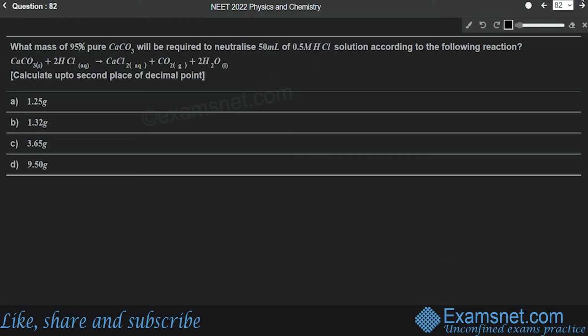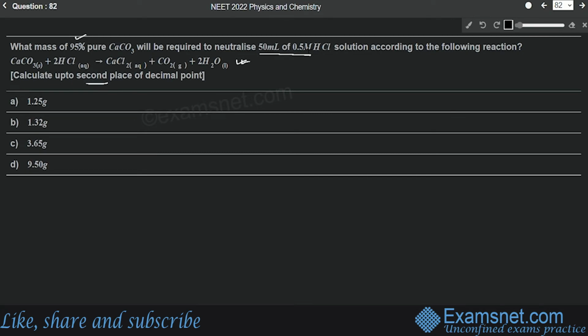Question number 82 is from some basic concepts of chemistry and more specifically mole concept. Okay. The question is, what mass of 95% pure calcium carbonate will be required to neutralize 50 ml of 0.5 molar HCl solution according to the following reaction. So this is the given reaction and we have to calculate up to second place of decimal point.